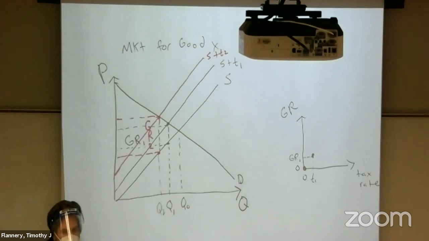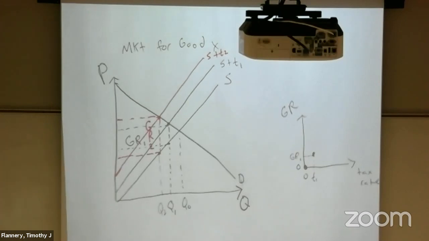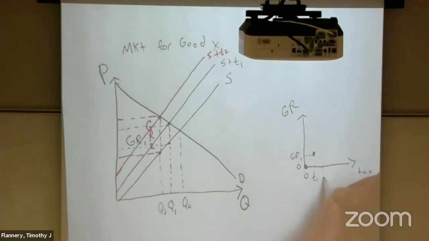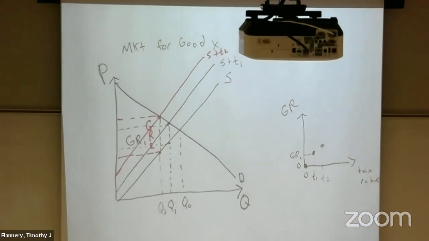The only way I could have doubled the revenue is if Q didn't change. But everyone sees Q went down, right? Since Q went down, I less than doubled the revenue. So even though T1 doubled to T2, the revenue didn't actually double. It less than doubled. It went up, but it didn't double. Everyone see that? It went up, but it didn't double.